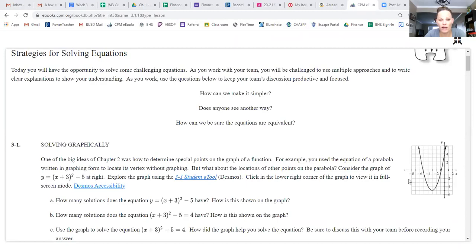That's what's graphed right here. So we're going to look at it. We can do it on the E tool, but this equation, y equals x plus 3 squared minus 5, we want to know how many solutions does it have. So remember, solutions are numbers or points, depending on the equation, that make the equation true.